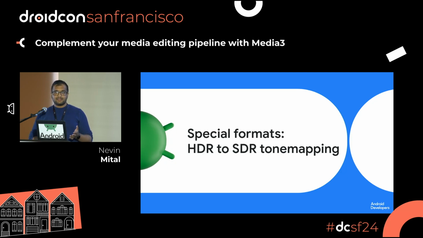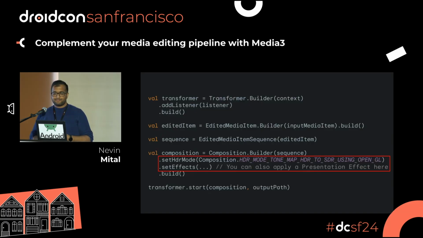With more and more devices supporting HDR video capture by default, you might need a way to tone map HDR content down to an SDR color space. Here you can see that we set the HDR mode for the composition to tone map from HDR to SDR using OpenGL. This, as mentioned before, is also where you could call setEffects to apply a presentation effect to the entire composition.